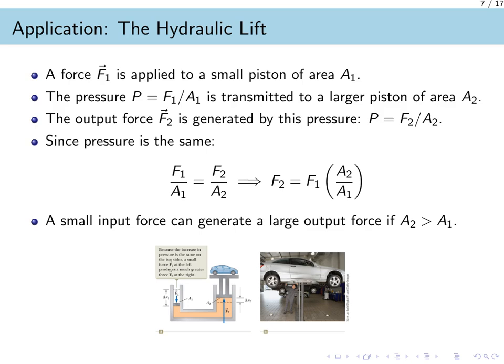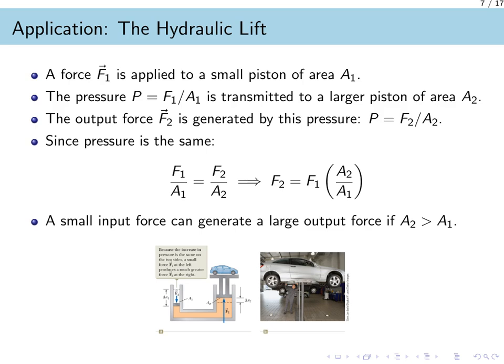According to Pascal's law, this pressure is transmitted equally throughout the entire fluid. This means the same pressure also acts on a second, larger piston with a surface area of A2. This pressure generates an output force, F2, on the larger piston. Since the pressure is the same on both sides, we can set the two expressions equal. F1 over A1 equals F2 over A2.